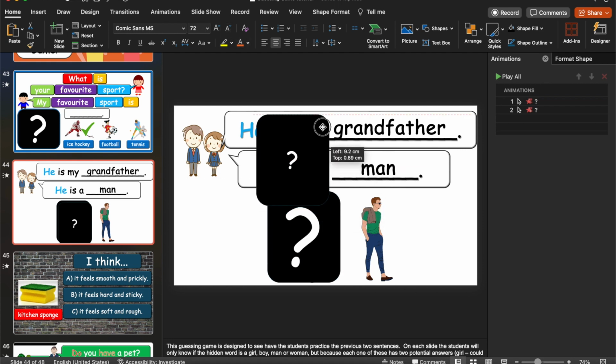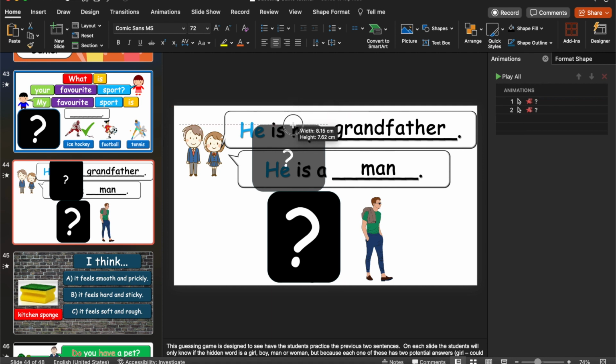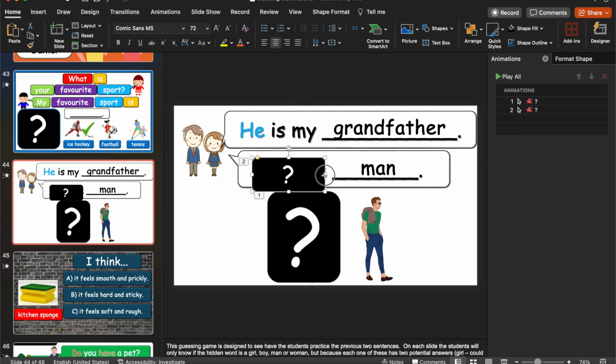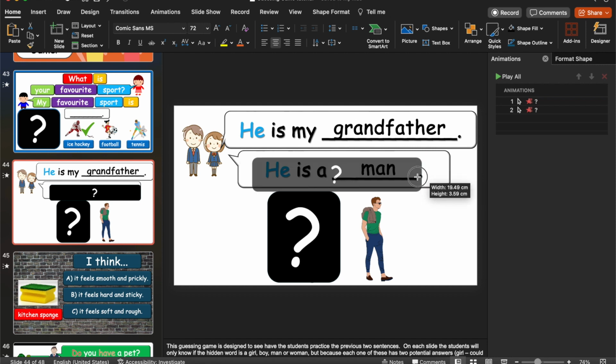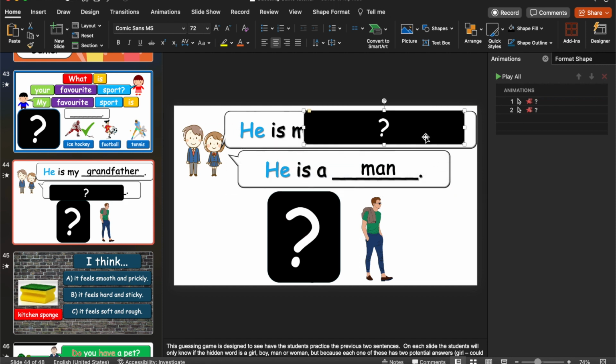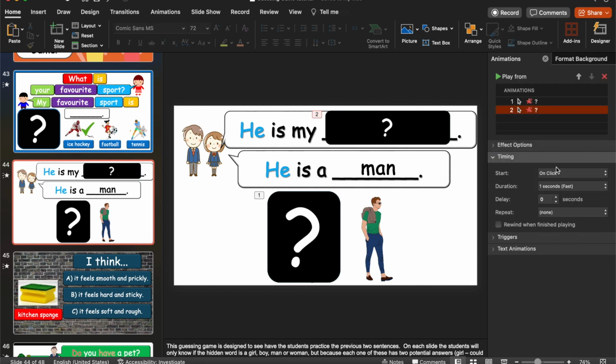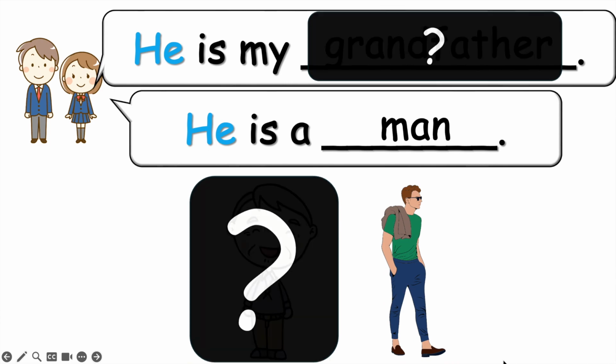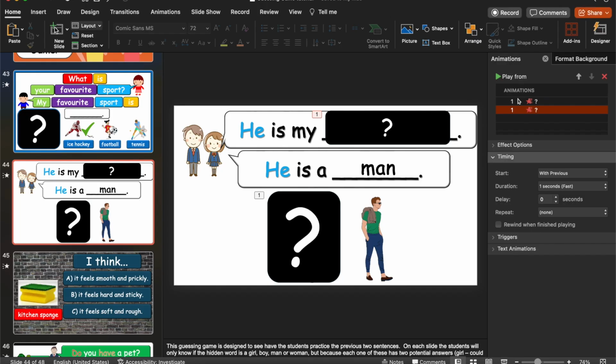Now I need this one to block grandfather, so I need it to be a different shape. So you're going to drag it like this and drag it like this. It might be too big. You just want to get it to fit perfectly over top of what you're trying to hide. Okay, that's good like that. Again, they're going to happen one after the other, so you need to change the timing here. It needs to be With Previous. Now they're going to happen at the exact same time. Let's just make sure that it looks good. Yeah.